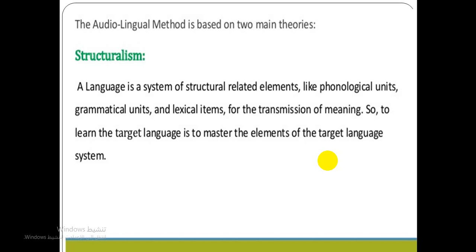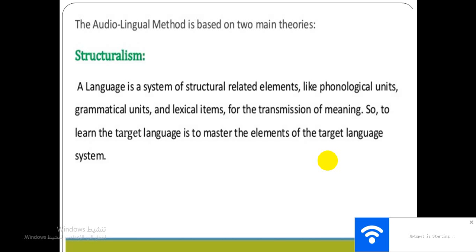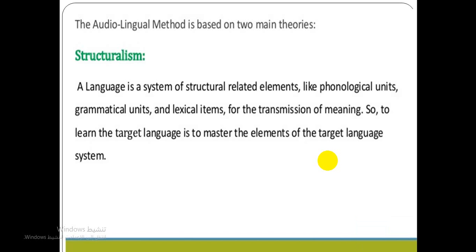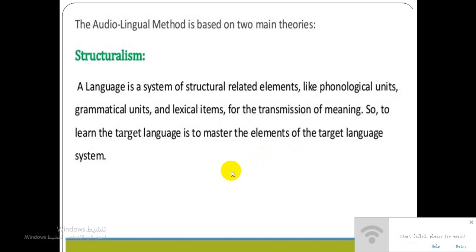The first theory, structuralism, a new way of examining reality and language, arose in France. Structuralism asserts an overall unity and significance to every form of communication and social behavior. So in this theory, a language is a system of structurally related elements, like phonological units, grammatical units, and lexical items, for the transformation of meaning. So to learn the target language is to master the elements of the target language system.